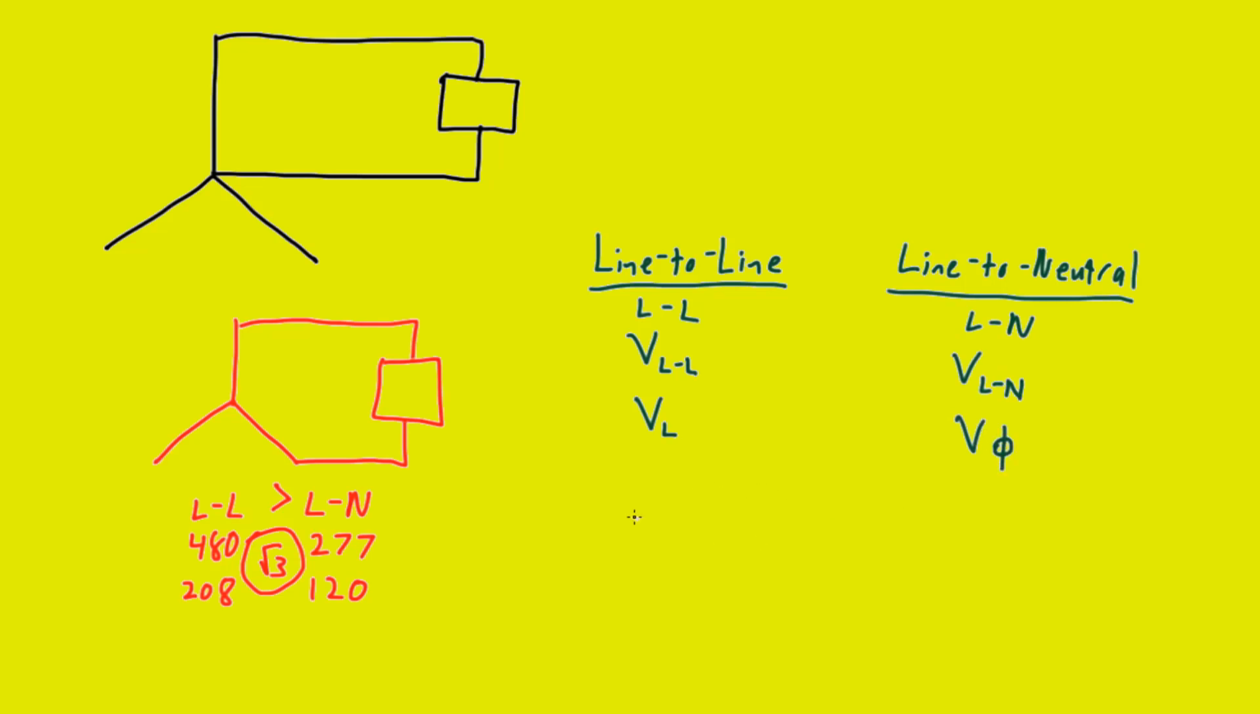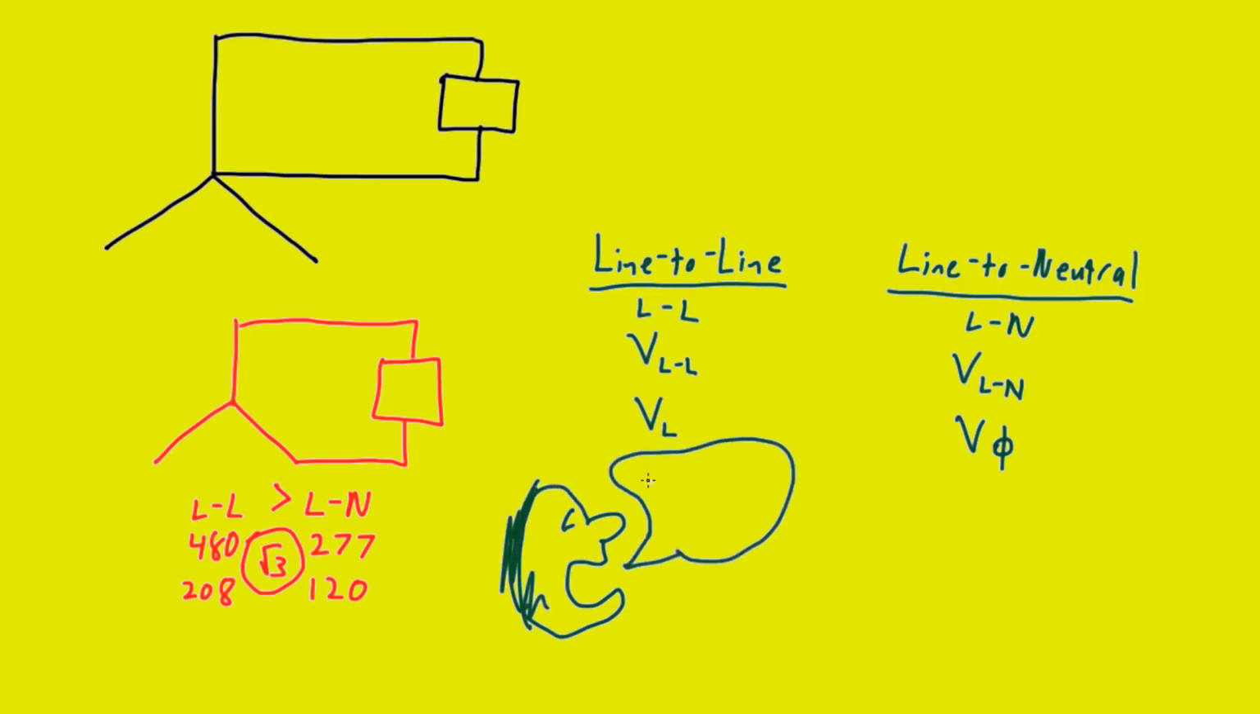Saying line to line or line to neutral can at times be a mouthful, as I'm struggling with already. So often they're just called line and phase. And sometimes, and probably inappropriately, they're called just line and neutral. But to keep those distinguished, we're going to try and keep consistent here with line and phase, or line to line and line to neutral. Okay, enough of that.